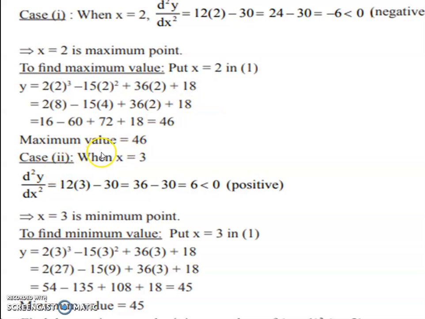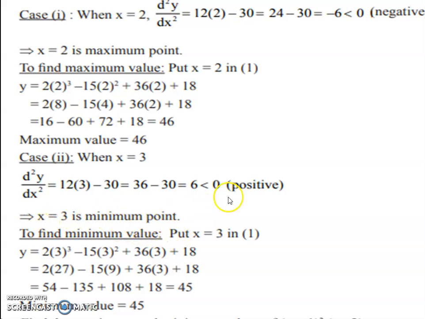Now case number 2, when x is equal to 3. We have the second order derivative 12x minus 30. We have to put 3 in instead of x. So we have 36 minus 36, which is positive. If it is positive, that means it is greater than 0, then x equal to 3 is minimum.